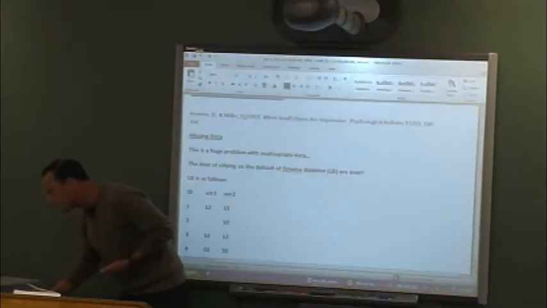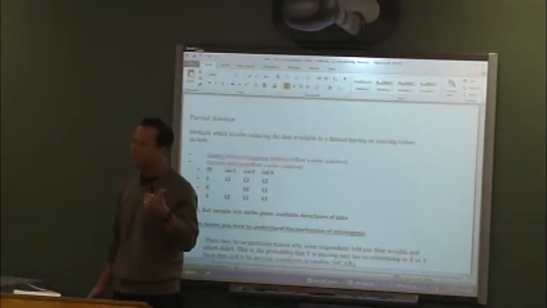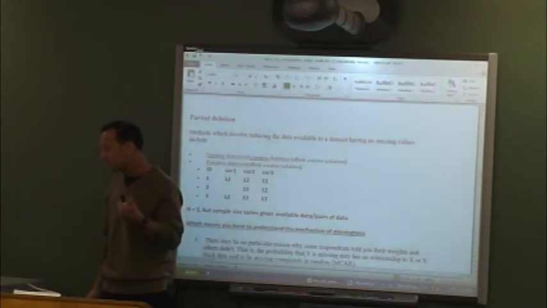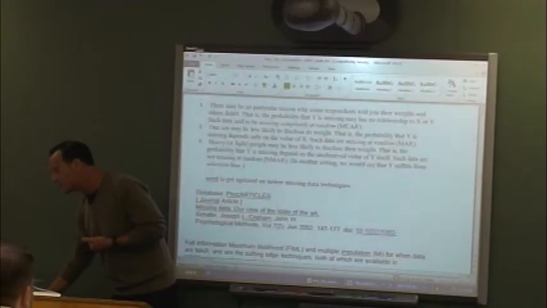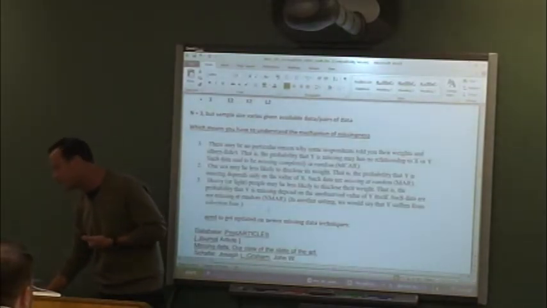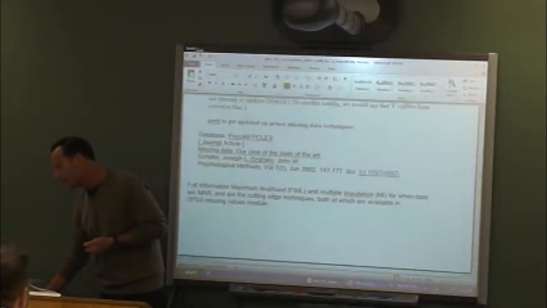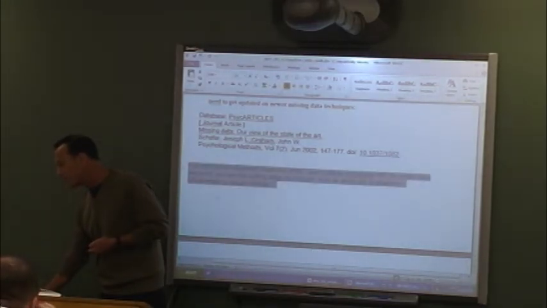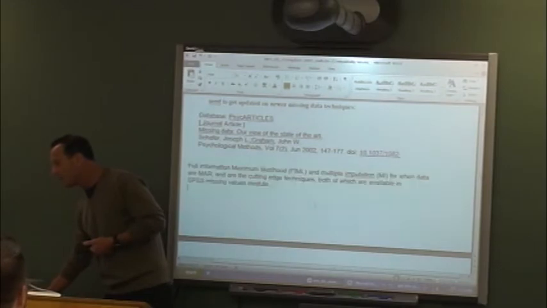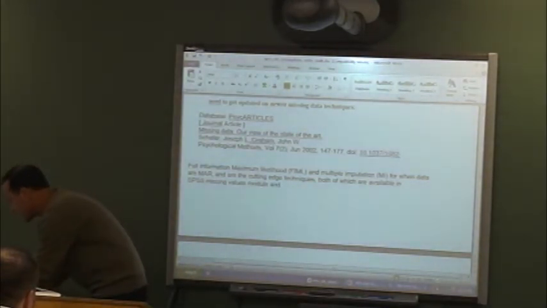So, maximum likelihood. And let me see if I say anything about these in the notes. Listwise, not so hot. Pairwise, less hot. We've discussed the mechanisms of missingness, and they're in your notes, and now also in the PowerPoint. And again, here's the Psychological Methods article by Schafer. Both maximum likelihood and multiple imputation are available in SPSS. There's a Missing Values module and an MI module.